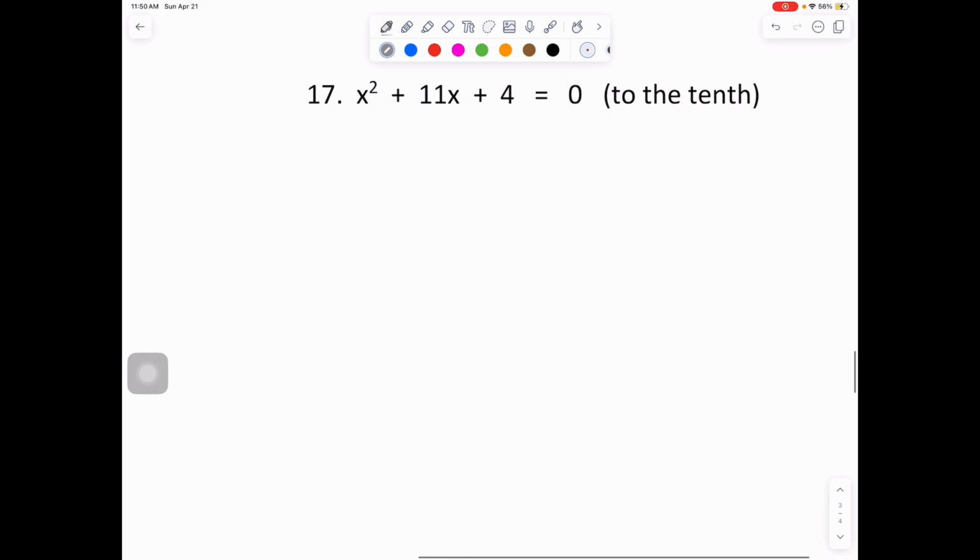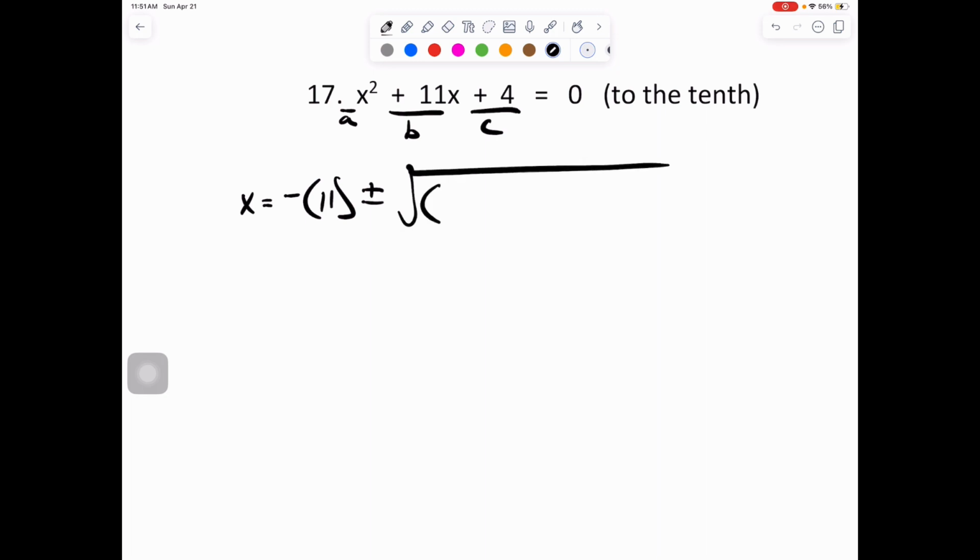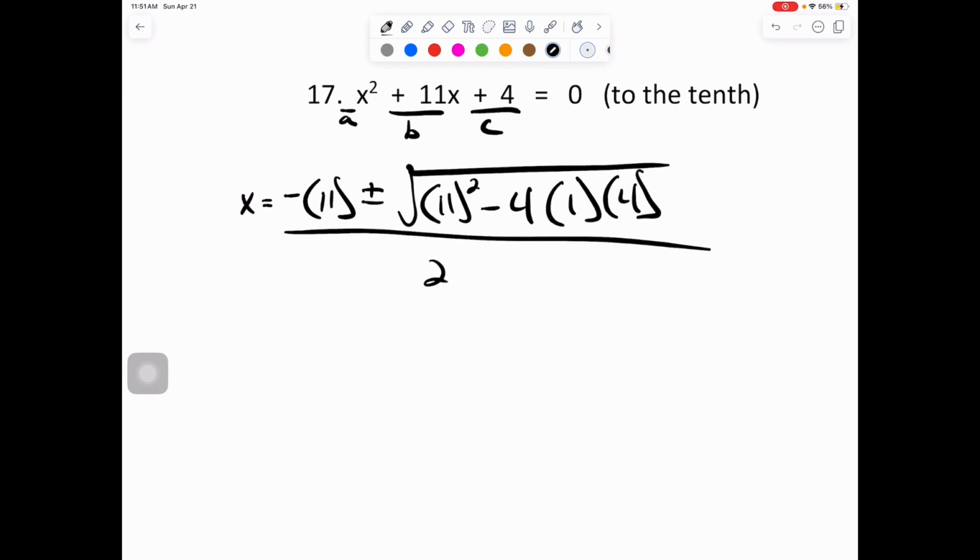Moving forward to 17, it wants it to the 10th. All right, again, we can kind of do a little oddball computation here. Let's do our A, let's do our B, and let's do our C, and let's just follow that formula of x equals. Let's put that negative. Let's put our B of 11 in parentheses, bring down the plus minus. Open the radical. We will do our 11 squared for that B minus 4 times A, which is 1, times C, which is 4. We will set that over 2 times A, which is 1, and we will begin to do our computation.